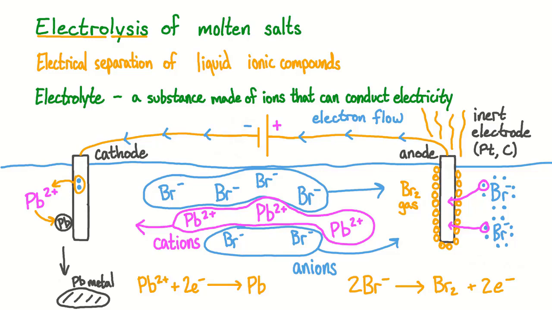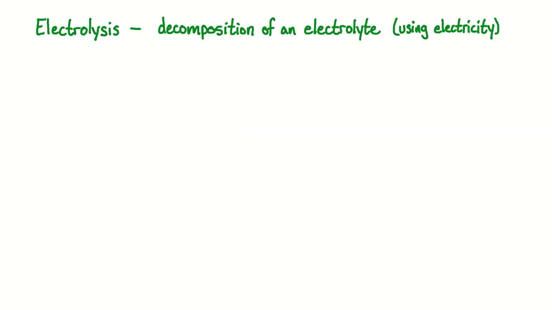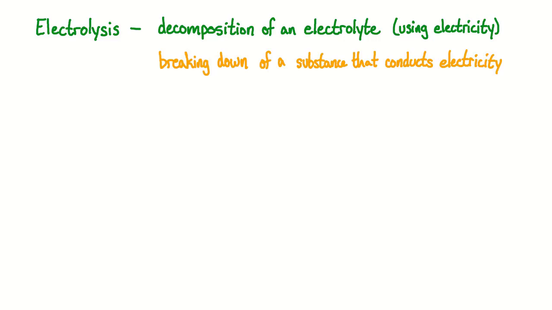Overall, this is the process of electrolysis. Electricity separates the positive ions and the negative ions, which then form new products at the electrodes. We sometimes refer to electrolysis as the decomposition of an electrolyte using electricity. To put this in simpler terms, it means the breaking down of a substance that conducts electricity. In our example, we broke down lead bromide to form lead and bromine gas.